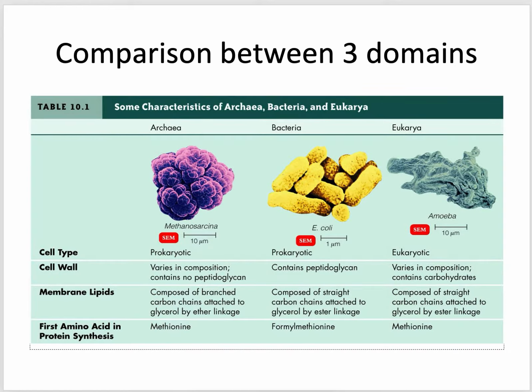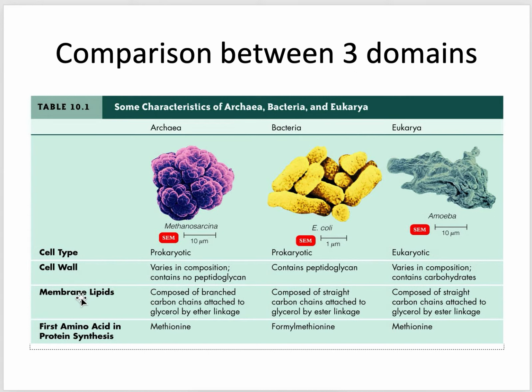Anyway, this next slide shows the comparison between the three domains based on cell type, cell wall, membrane lipids, and first amino acid in protein synthesis. For example, cell type: archaea prokaryote, bacteria prokaryote, eukarya eukaryote. The cell wall composition of archaea varies, however they don't contain any peptidoglycan. But the cell wall of bacteria contains peptidoglycan. Again, the cell wall composition of eukarya varies and contains different carbohydrates.